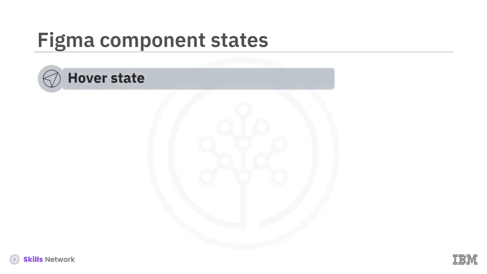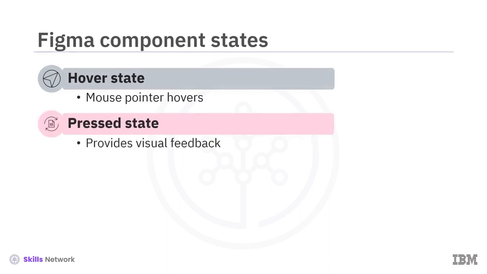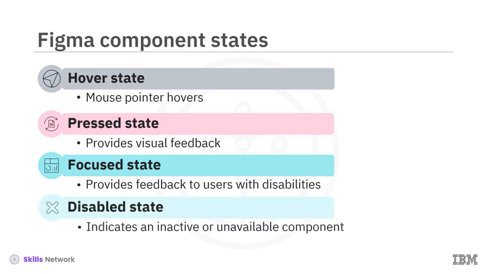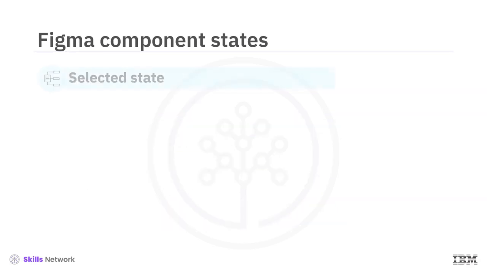A hover state is activated when the mouse pointer hovers over a component. The press state provides users with visual feedback when interacting with the design button, icons, or other interactive elements. A focus state provides visual feedback to users with disabilities or who prefer keyboard navigation instead of a mouse. The disabled state indicates that the component is inactive or unavailable. The selected state indicates that the component has been chosen or is part of a selected group.